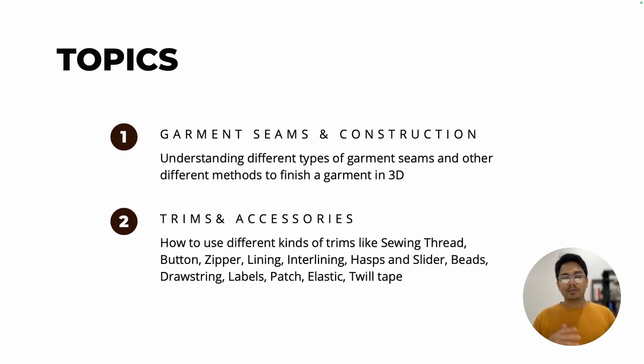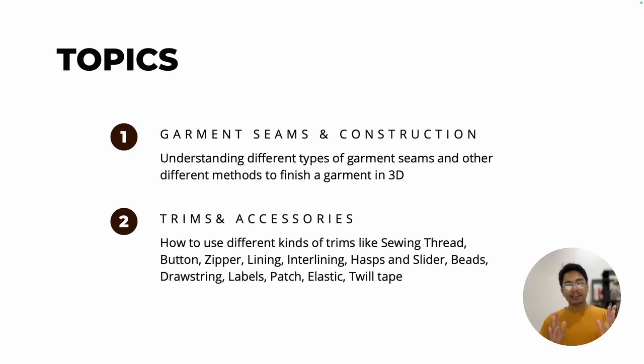Second is understanding trims and accessories. What are different kinds of trims? What are different kinds of zippers? What are the different parts of zippers? How to change all these? So these are buttons, zippers, and different kinds of top stitches. Lining, interlining, sliders, beads, drawstrings, labels, patches, all these things come under trims and accessories. So the second topic that you need to understand is trims and accessories.